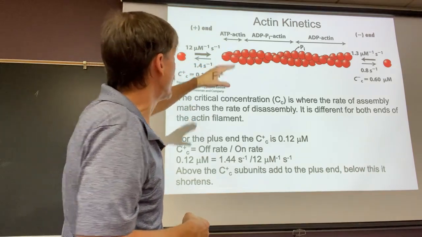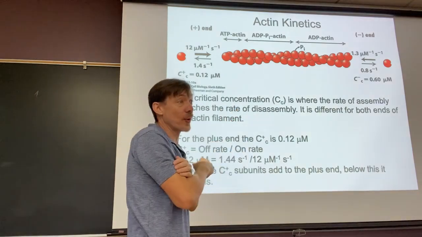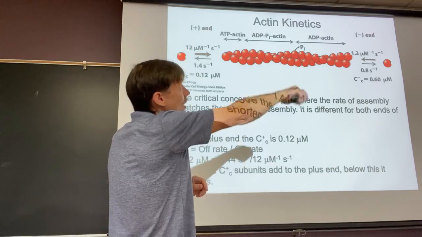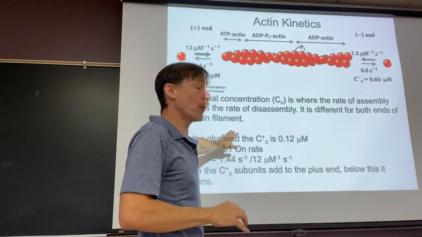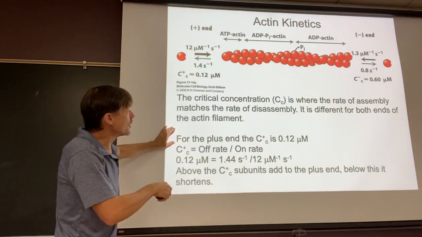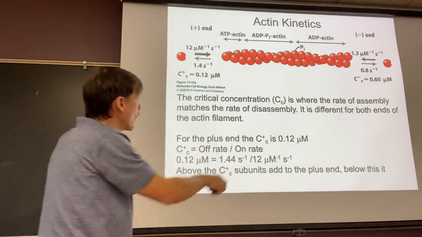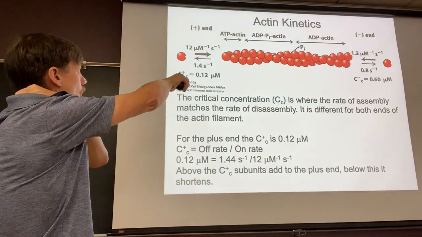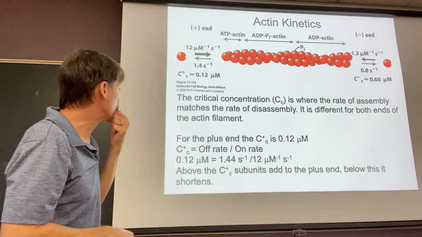So when we look at this, we can see there's two different on rates and there's two different off rates. And in order to figure out the critical concentration, we need to actually calculate all of these things together. But we're going to just start with one end of the filament here. So for the plus end, the critical concentration is 0.12 micromolar. And I'm going to explain how that gets calculated here.